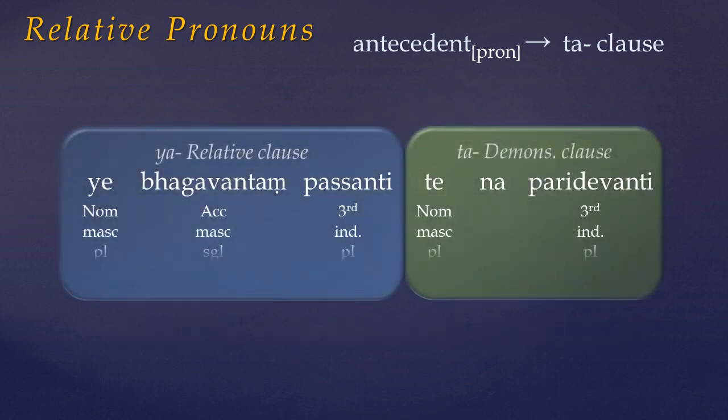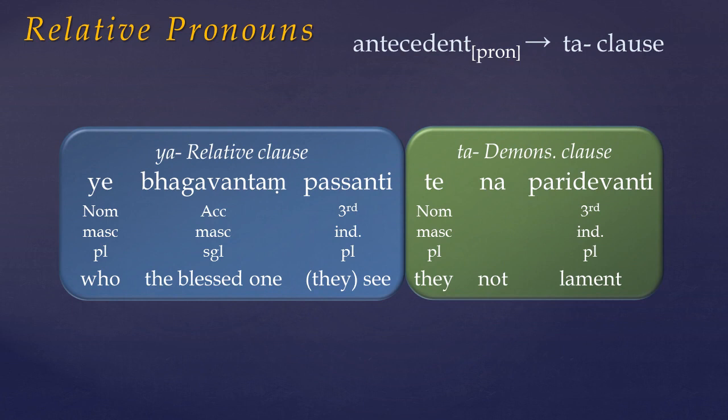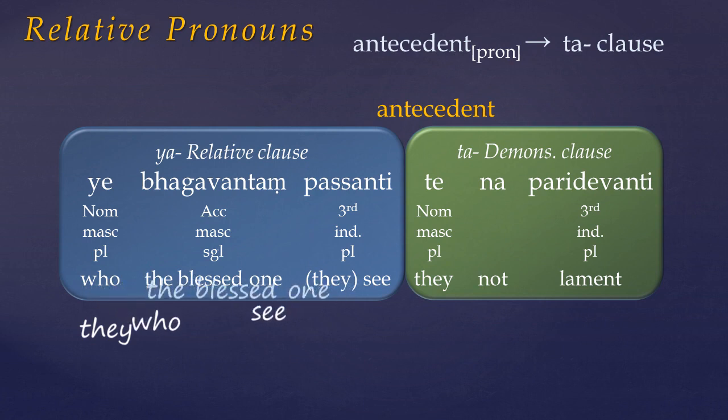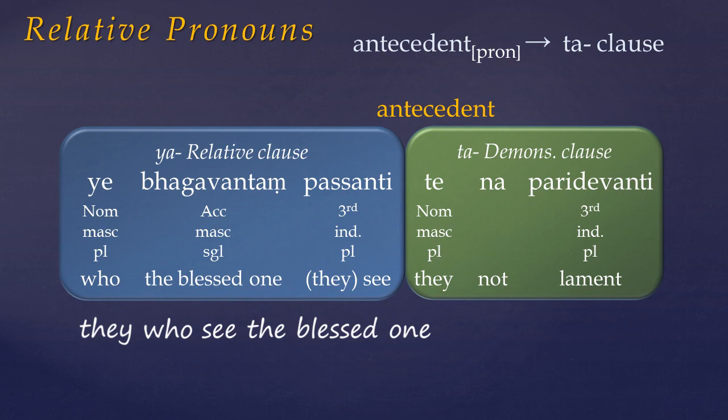If we take another example, here there's no noun in the relative clause that agrees with the pronouns, so we can place the correlative at the head of the sentence. Bhagavantang here is an accusative, so the Blessed One is the one being seen. And we complete this with the demonstrative clause from which we can drop the correlative pronoun. They who see the Blessed One do not lament.